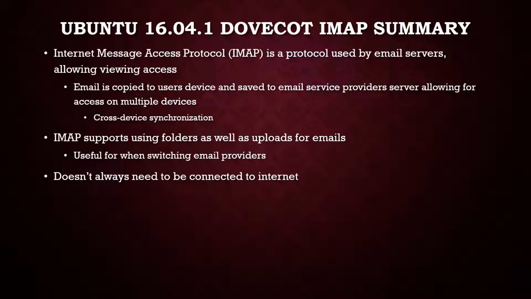Each program using IMAP to access your email is keeping itself in sync with the master copy. So let's say something happens to the master copy, like an email is deleted or you read the email. The change will be reflected in all email programs, allowing for access on multiple devices like an iPad or a phone or some sort of tablet or your PC. It's called cross-device synchronization.